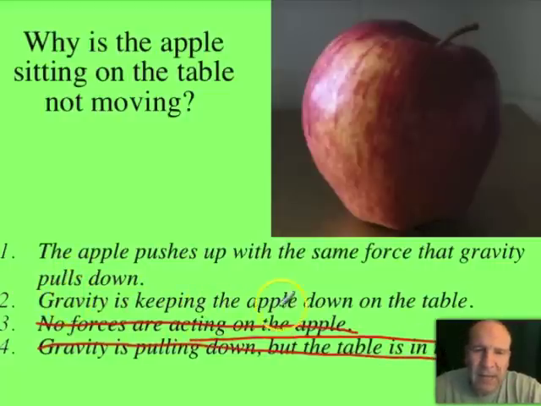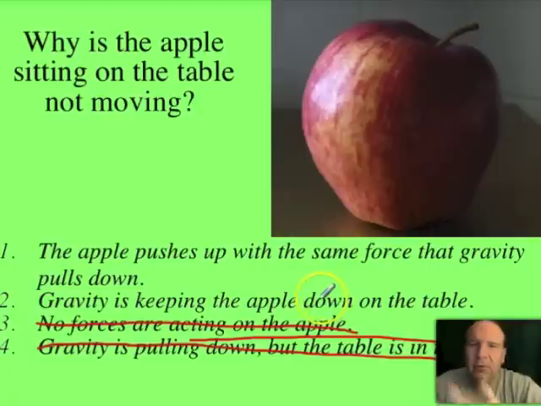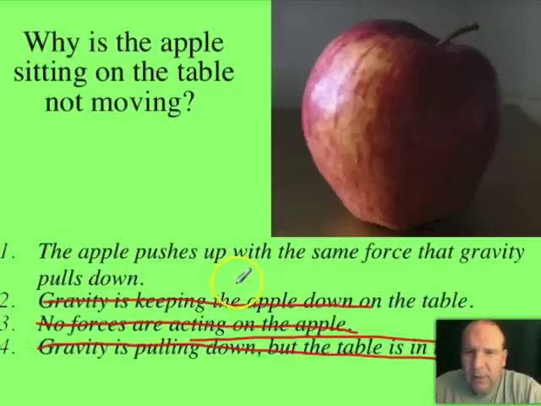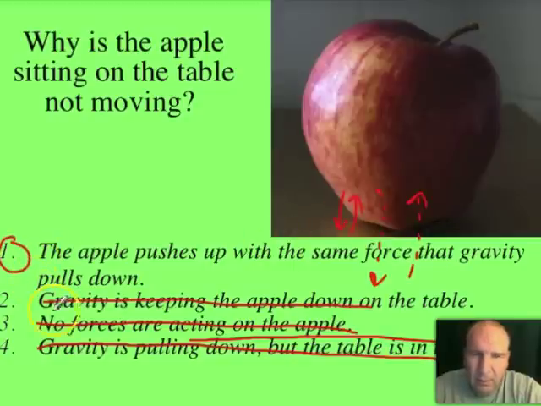So gravity is keeping the apple down on the table. But is that really the only thing? If gravity was the only force happening, wouldn't the apple continue to drop? So that can't be true. So when I look at this, the apple pushes up with the same force that the gravity pulls down. And that's because we have different forces in place. So yes, gravity is pulling it down, but it's pulling back up. We also have the contact force between the apple and the table. So the best answer is number 1.